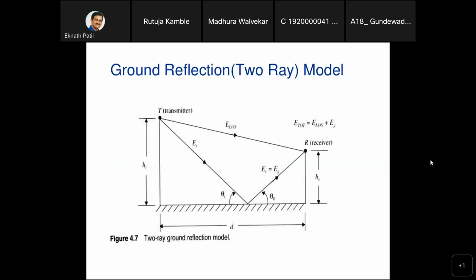The ground reflection two-ray module is the mathematical representation for this, in which we have the height of the transmitting tower and the height of the receiving antenna or the receiver. The direct ray from transmitter to receiver is the LOS, line of sight, and another one is the reflected ray. So this particular part is the one reflected from the ground. D is the distance between transmitter and the receiver. HT is the height of the transmitting antenna. HR is the height of the mobile receiver.